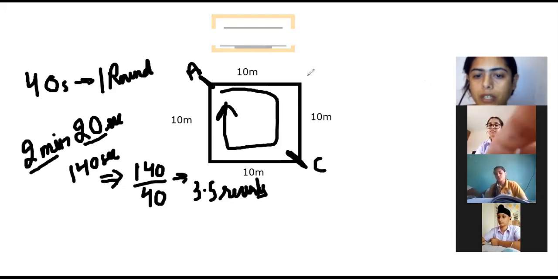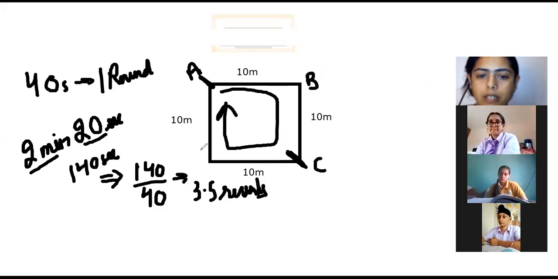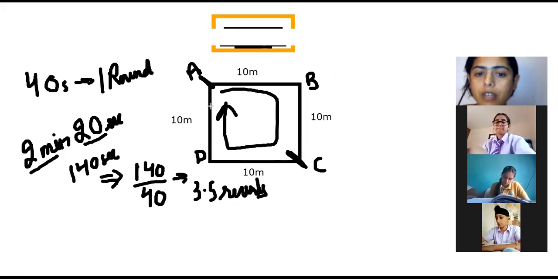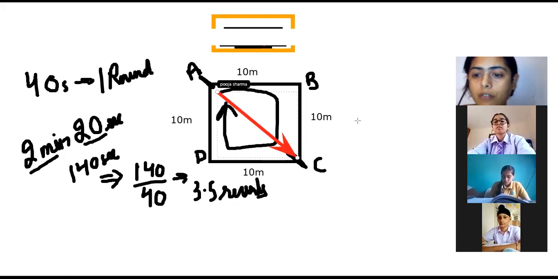Let's say this is point C. This is A, B, C, D square. So the person will reach point C after 3.5 rounds. Now we have the initial position, and we got the final position also. Now we have to find out the displacement. Displacement is the straight path, the straight way from initial to final. That is AC, straight. Fine.